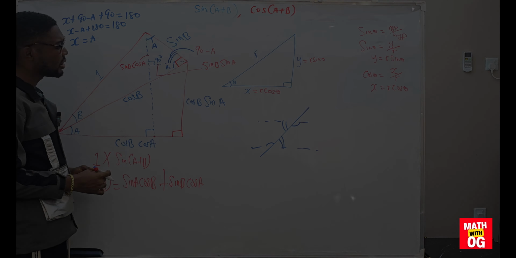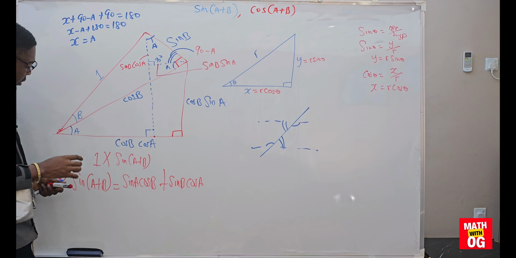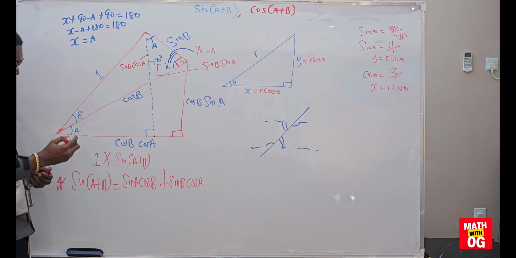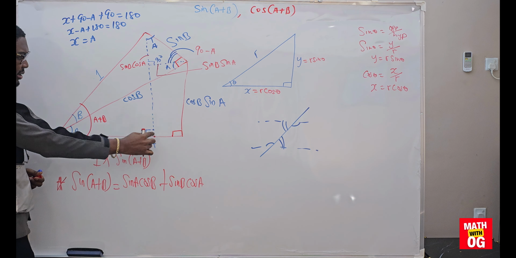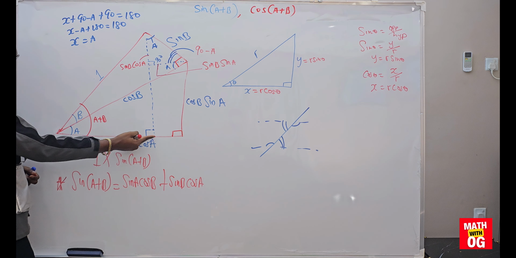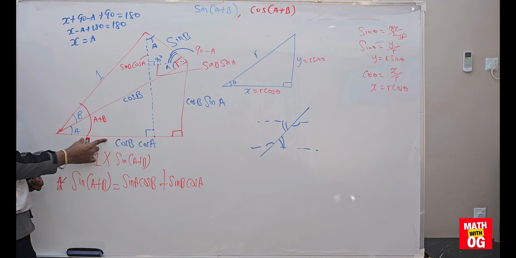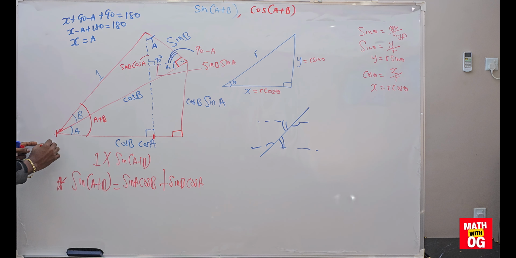Now over to cos A cos B. Remember we agreed that everything here is A plus B. So this distance here is hypotenuse sin A plus B, while this distance here will be the hypotenuse cos A plus B. So from here down to this particular point, I should be having a value of cos A plus B.